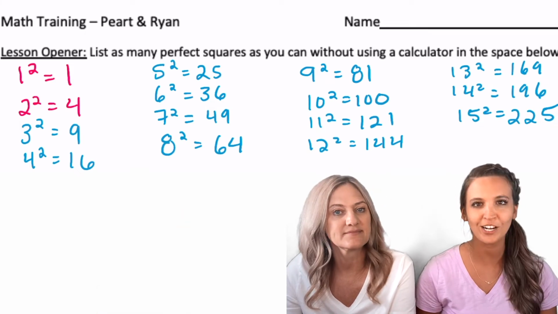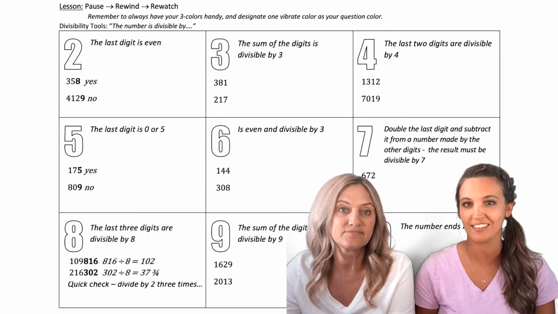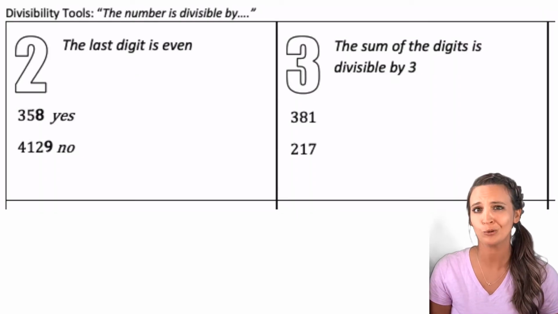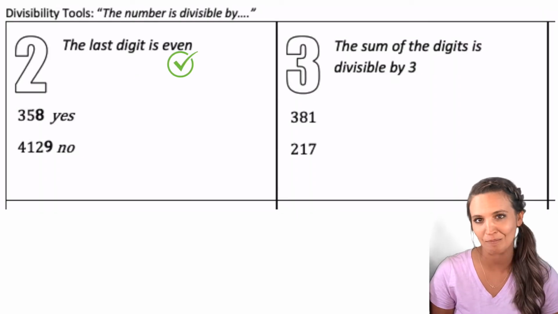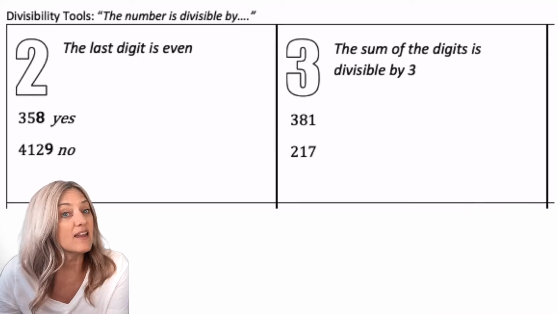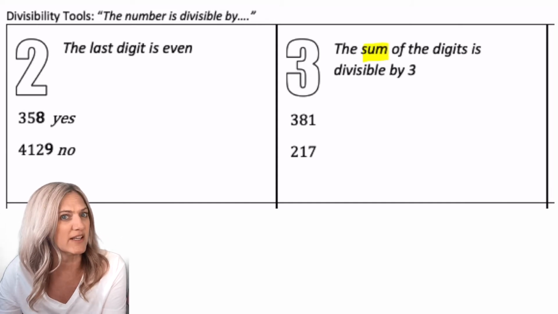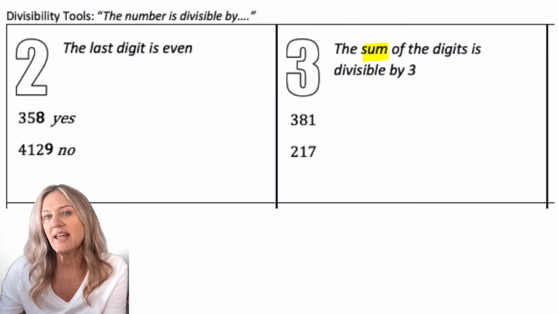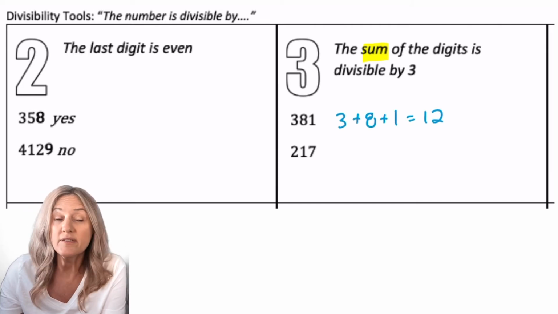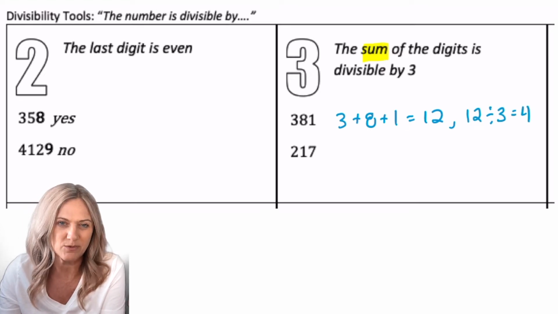Okay, first thing we're gonna look at are some divisibility tools. We'll use this in all math. And it's really cool. A number is divisible by 2, well, if it's an even number, of course. That one we kind of already know. A number is divisible by 3 if the sum of the digits is divisible by 3. That sounds a little confusing. Let's practice. 381, 3 plus 8 is 11, plus 1 is 12. 12 is divisible by 3, therefore 381 is divisible by 3.